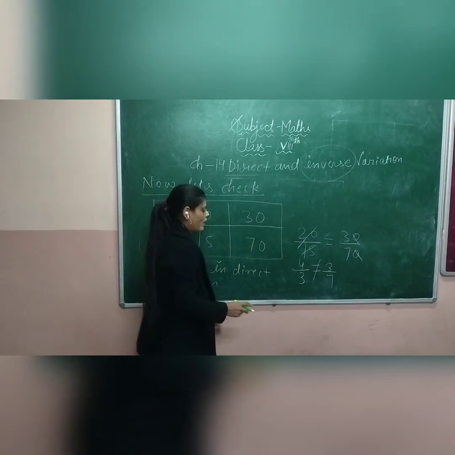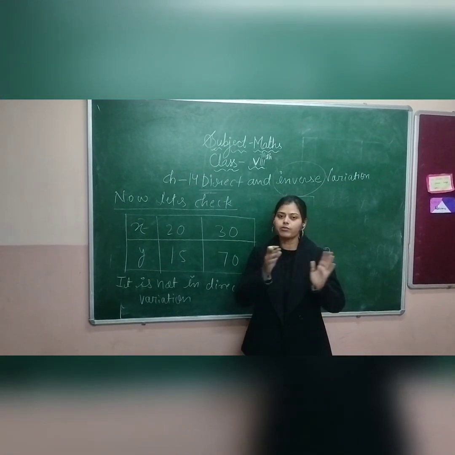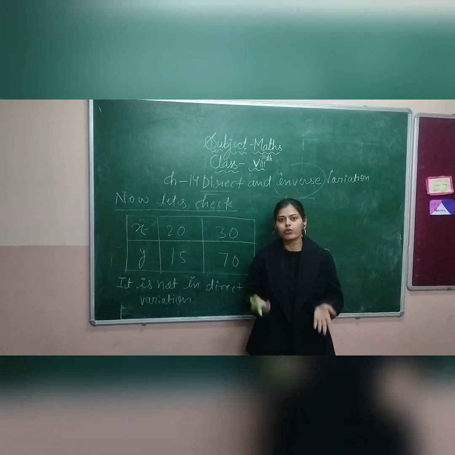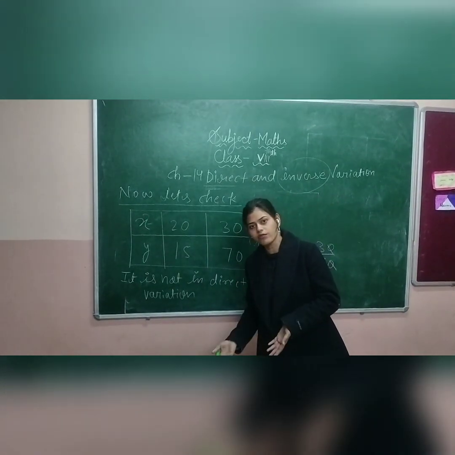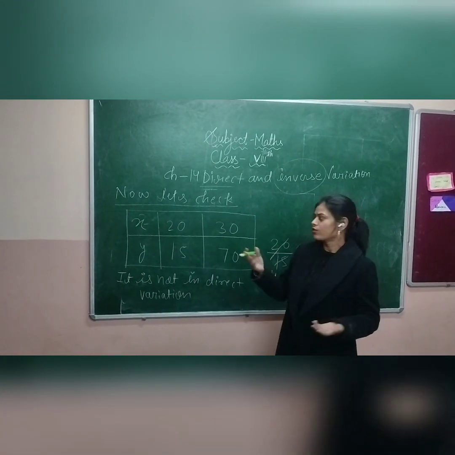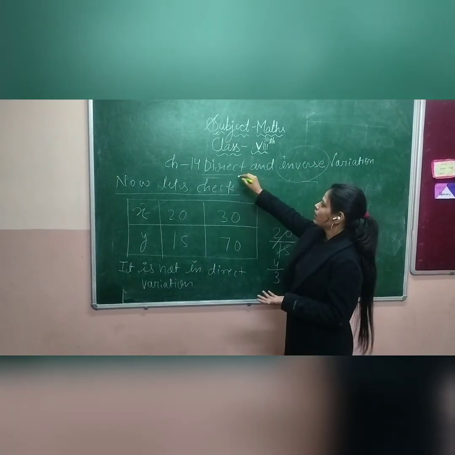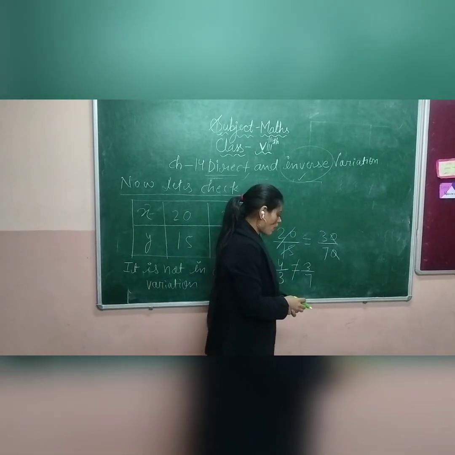So by applying the formula x divided by y or x multiplied by y, if you get the same constant value, you will see that it is a direct variation or inverse variation. Sometimes the numbers do not relate in any of them, neither direct variation nor inverse variation.